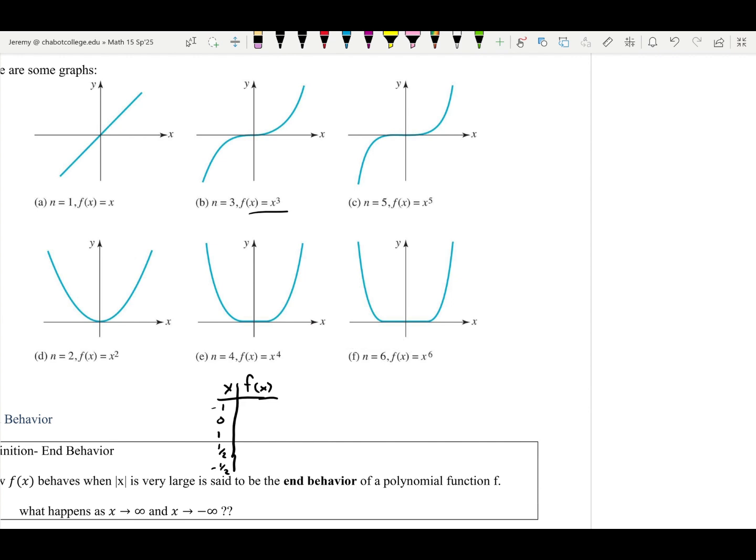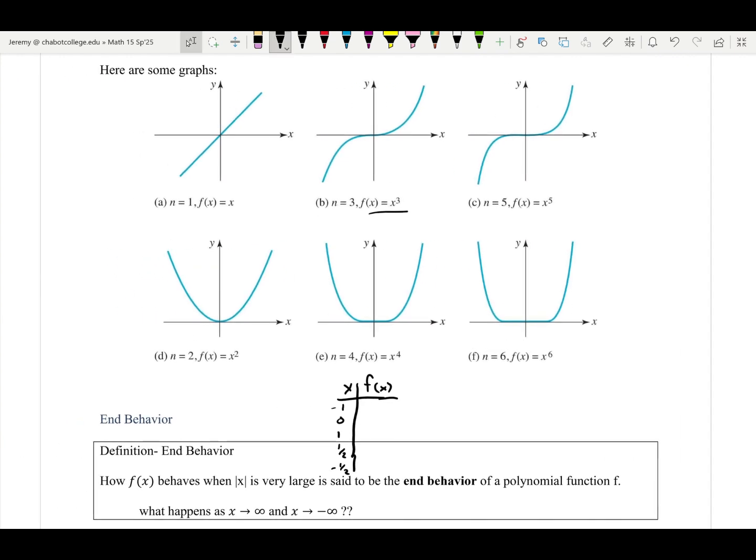at the bottom. But the interesting thing is odd degree polynomials, so these are the odd degree and the even degree, have very, very similar shapes. Okay, more precisely, the end behavior of the odd degree power functions are all the same. Okay, and the even degree power functions, the end behavior is all the same.